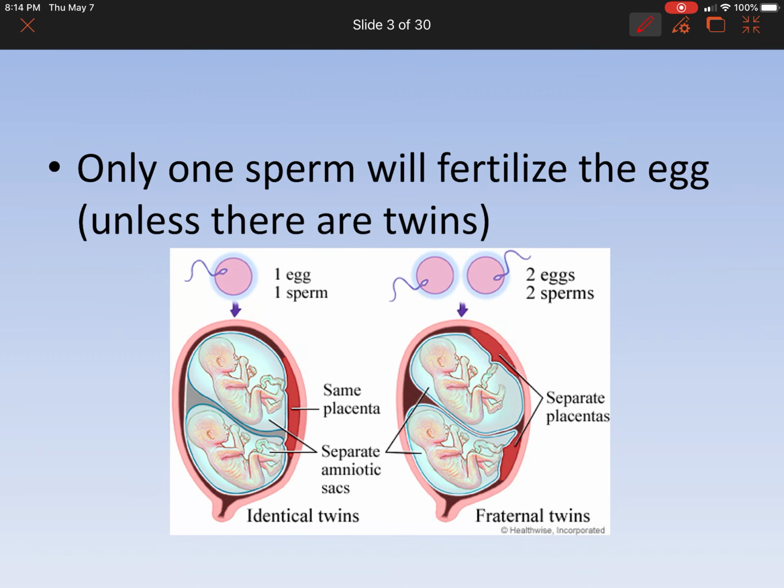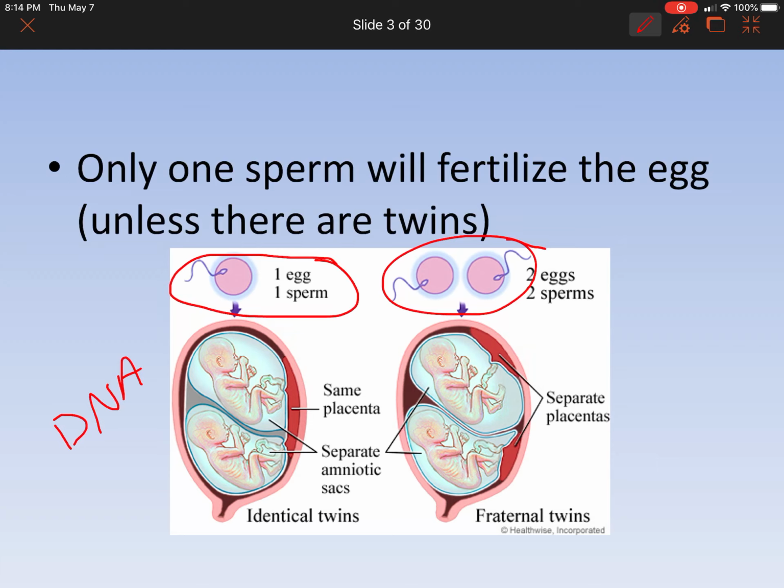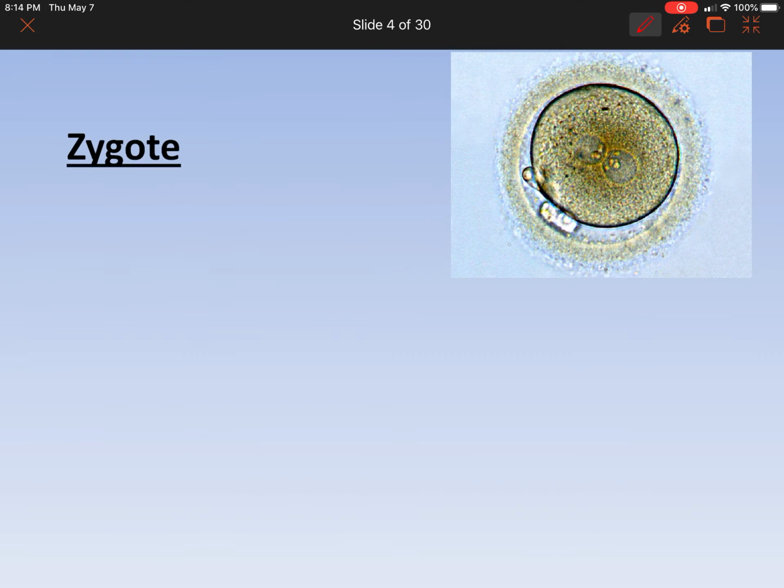So only one sperm will fertilize the egg, unless there are twins, and only fraternal twins. Identical twins are just one egg, one sperm, and they have the same genetics. We talked about that before, right? The DNA is identical. But fraternal twins are when two eggs are released by the mother and the two eggs are fertilized by two different sperm. So fraternal twins are no more strongly related than any other siblings, other than that they are obviously exactly the same age.